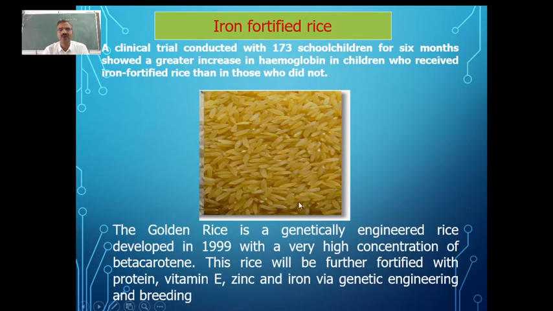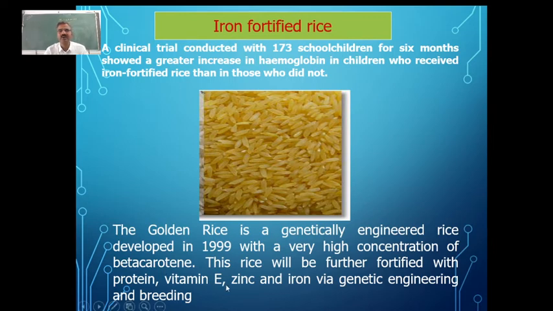Then another major problem we face in the world is anemia. It is because of the small amount of iron in the food items. To provide that, we are going for iron fortified rice. They have developed this iron fortified rice, which is also called golden rice because of its color and appearance, and it is rich in beta carotene.